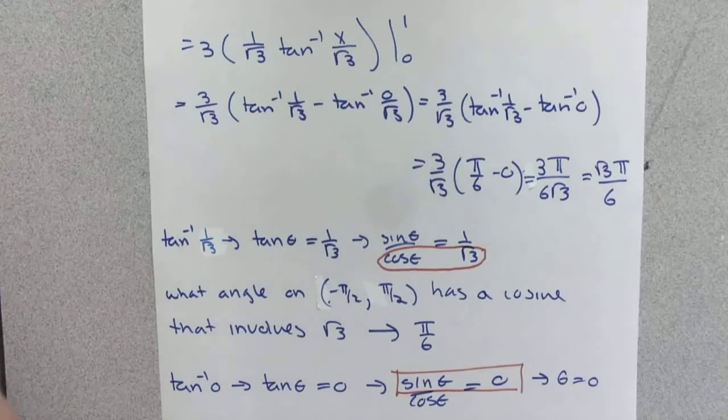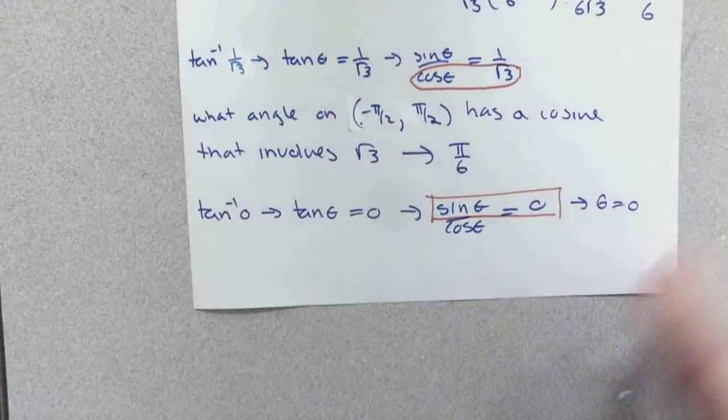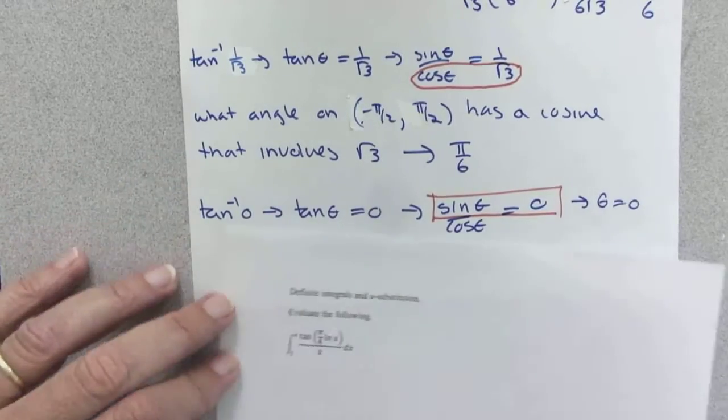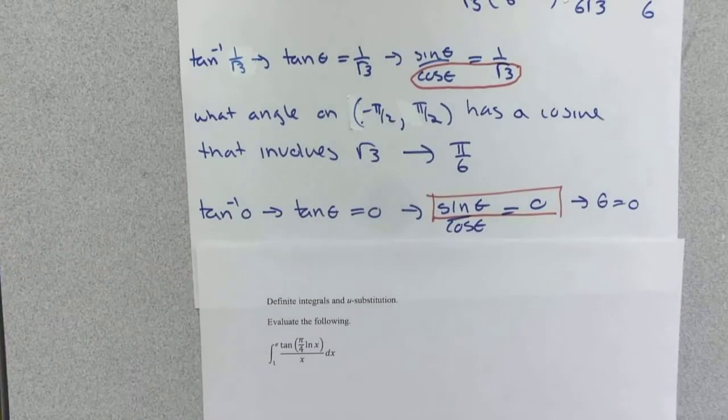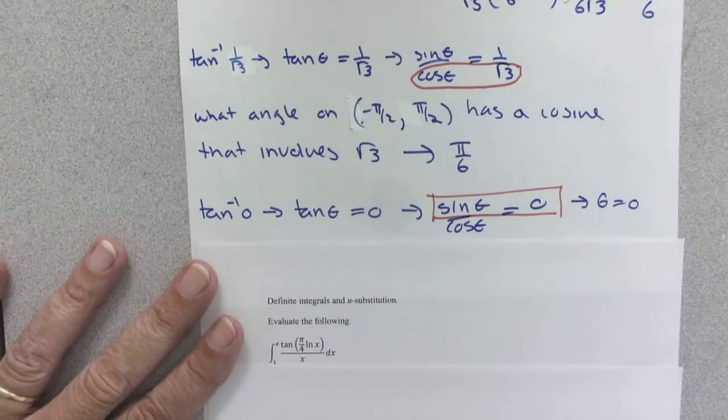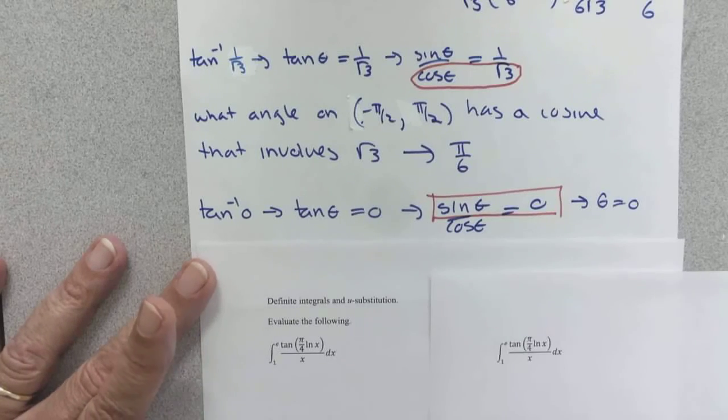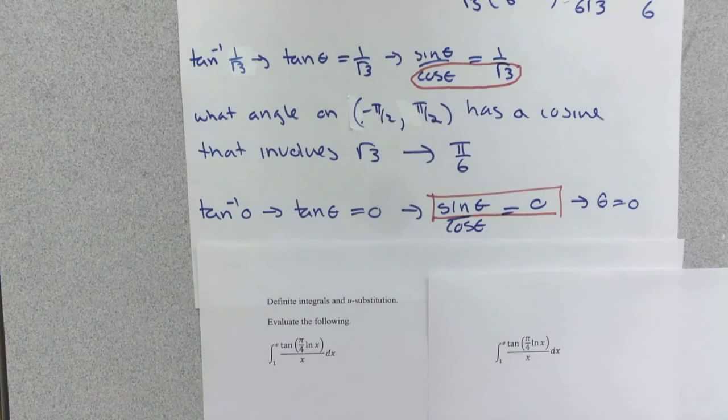Okay. Next problem. Definite integrals and u substitution. And if you look to the next page, we see, I'll put the next page beside each other. If you look to the next page, we've got the same problem twice. Because there are two ways you can handle definite integrals and u substitution. So I'm going to do it two ways, and then after I do it two ways, I'm going to always do it my favorite way.